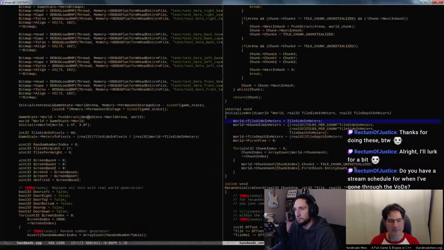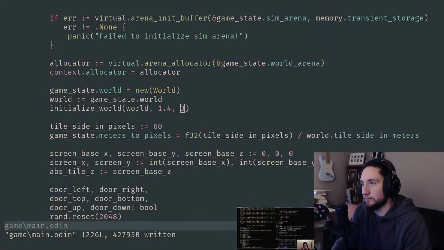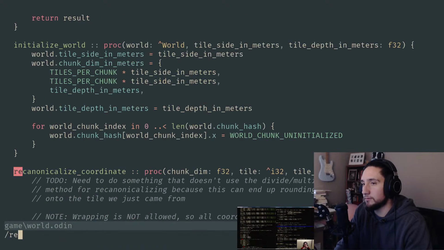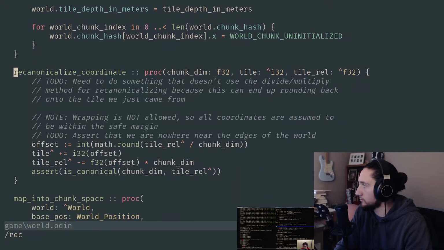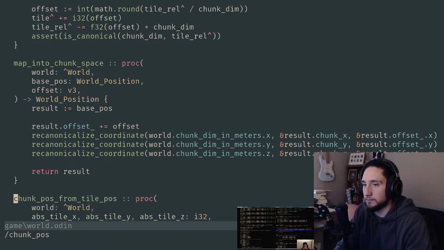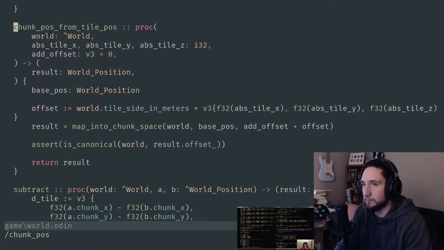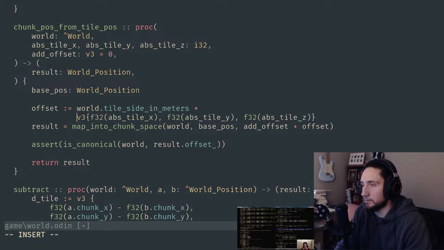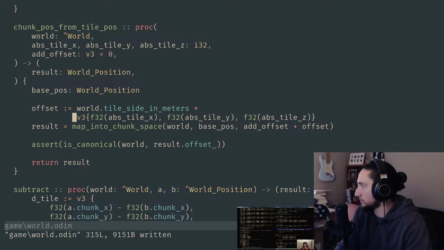And so if we want to do that, let's see here. When we actually do our recanonicalized coordinates, I'm not sure exactly what we're doing already. Let's take a look. Actually, it's not recanonicalized. It's chunk position from tile position, where we're actually placing these guys. And so offsets, let's see what we're doing. We're saying the world tile side in meters times the abs tile in any direction. So this is a little bit wrong now, because tile side in meters is not how deep things are going to be. We really don't want that for these guys. What we want to do here is take just the x and y and multiply it by it.